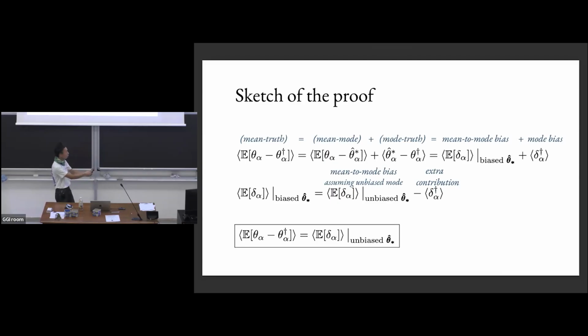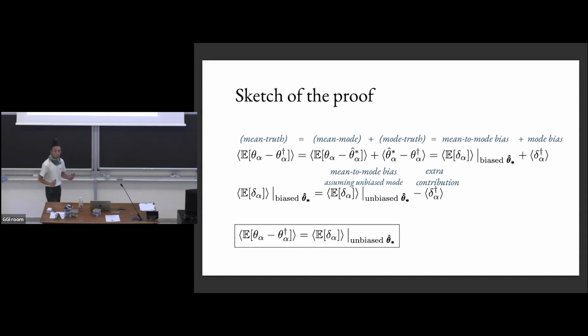So recasting this in formula, what I'm interested in is to compute the distance of the mean to the truth, that I can write as the distance of the mean to the mode plus the distance of the mode to the truth. And I call the first term the mean to mode bias and the second term the mode bias. All right? And the mean to mode bias is essentially given by the mean to mode bias assuming that the mode is unbiased, plus a difference that we find to exactly cancel the mode bias. Such that now my average posterior mean is simply given by this mean to mode bias, assuming an unbiased mode.